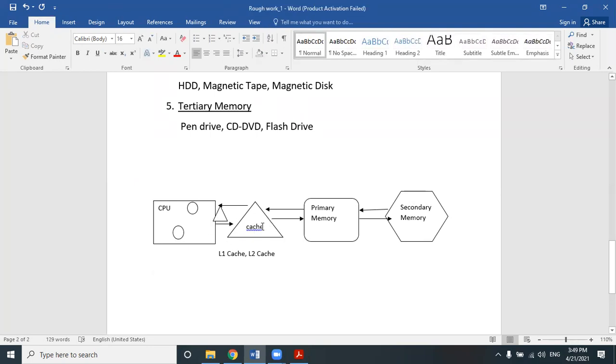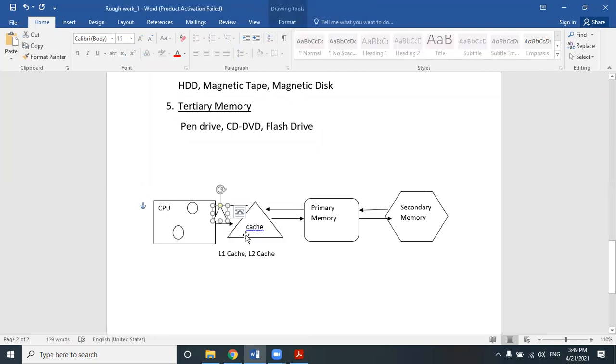Now after the register, the cache came. Cache memory. So you understand primary memory, and in between primary memory and the CPU, the cache memory came. Cache memory is also volatile in nature. Volatile means it's a temporary storage. When the power goes off, whatever data the cache memory has stored will be erased.